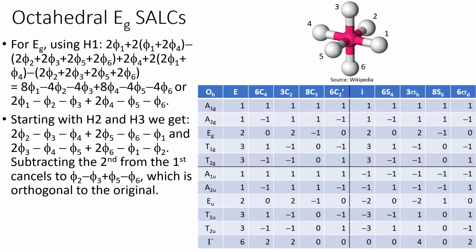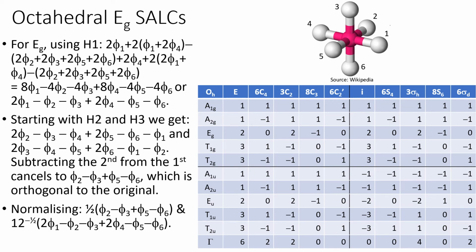So this combination here, which we've got from subtracting the second from the first of these two alternative ones, the H2 and the H3, turns out to be orthogonal to the first. So we actually end up now with two symmetry adapted linear combinations which are orthogonal one to the other. And we can normalize these.